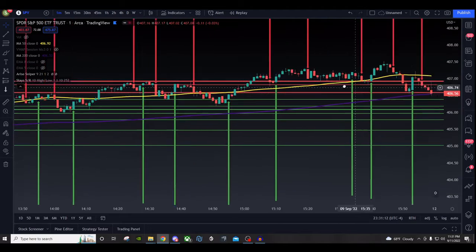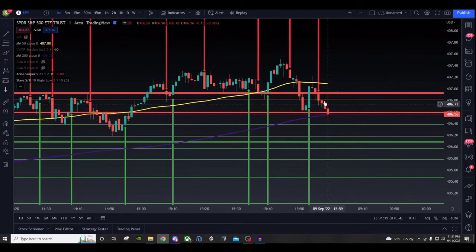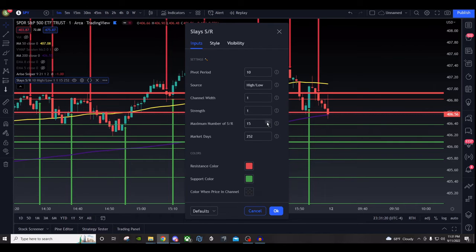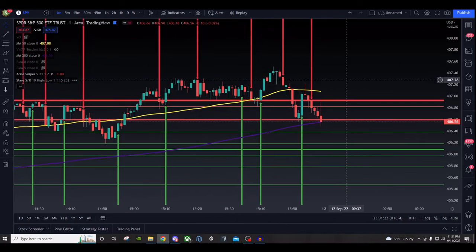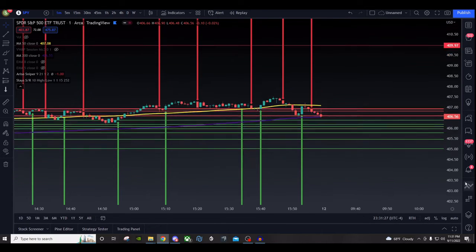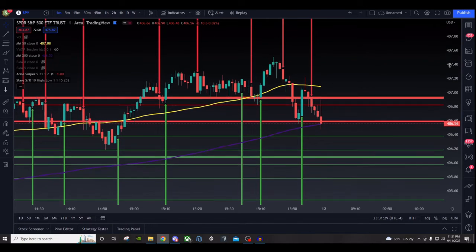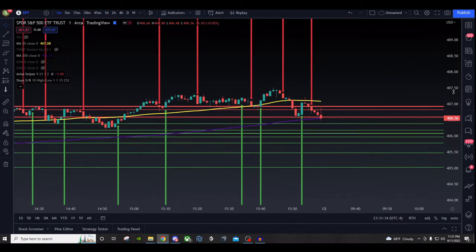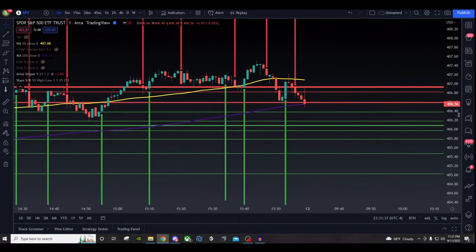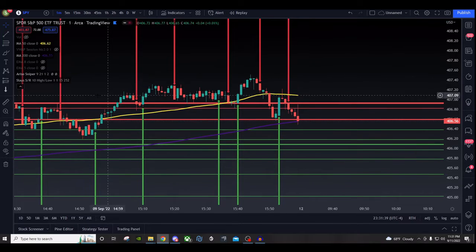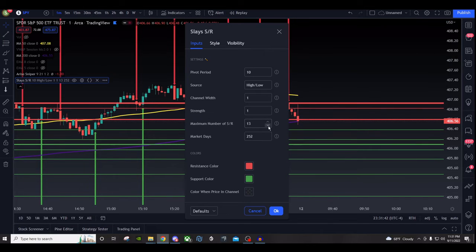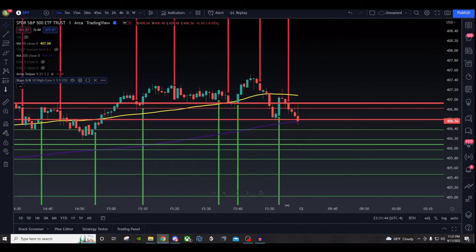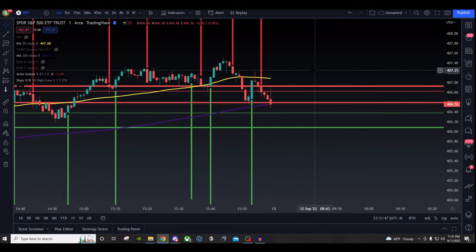Just to give you an example. Got the sniper working. And put this to 15. It actually has one key level up here, which is 410. You'll see all the lines that we have down, room down. Now all I have to do is, if I want to go lower, you see all those lines disappear. And you'll see it's more accurate.